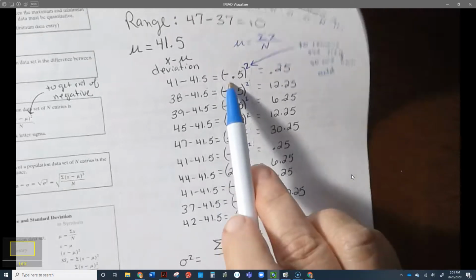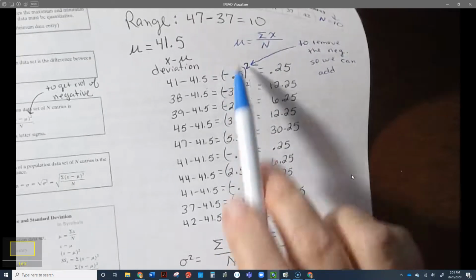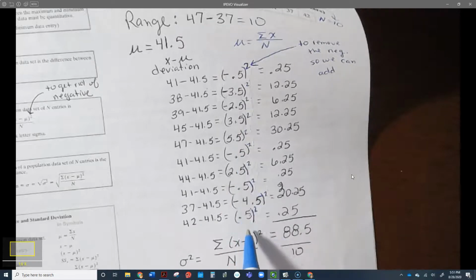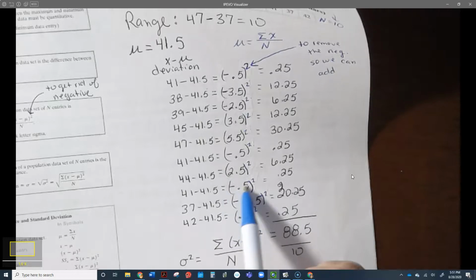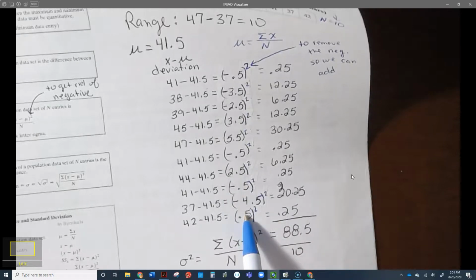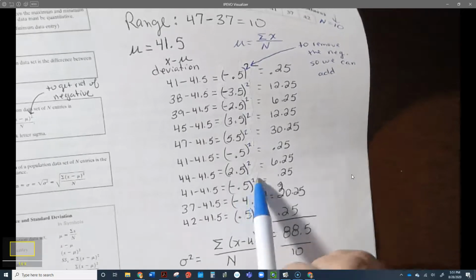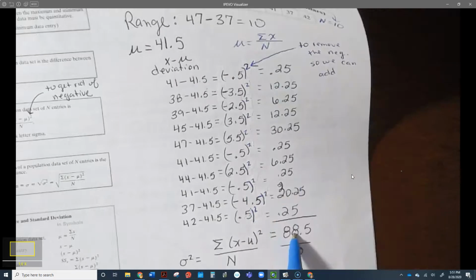Notice that I don't care whether it's a positive or negative. These right here that are 0.5, they are close to the average. This one's just as close as this one. But because this one's negative, if I added these two together, I would get 0. And I don't want to get 0. I want to add 0.5 and 0.5 and get 1. So the best way that they can do that is square these and then add them up.